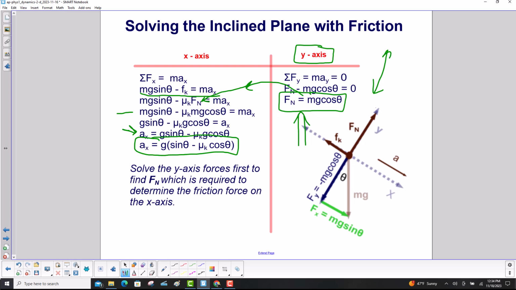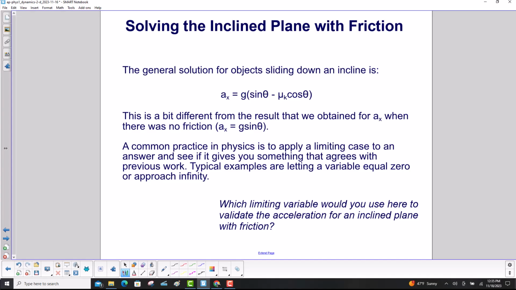So to summarize, solve the y-axis first. That finds the normal force, and that is required to determine the friction force that is on the x-axis. The general solution for objects sliding down an incline is a sub x is g times the quantity sine theta minus mu k cosine theta. This is a bit different from the result that we obtained for a sub x when there is no friction. We had a sub x equals g sine theta.